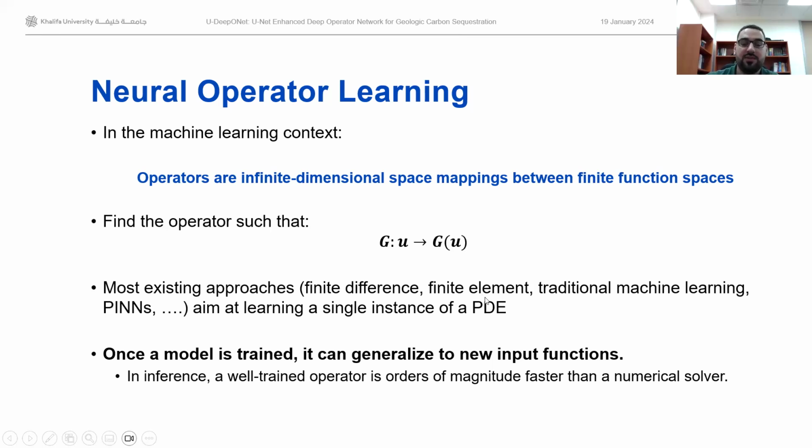Most existing approaches, as we discussed earlier, such as the finite difference or the finite element, our traditional machine learning approaches, even PINNs, aim to learn a single instance of the PDE, while operator learning methods try to learn a parametric PDE, meaning that it can generalize to as many instances of the PDE. And the idea here is that once a model is trained, it can generalize to new input functions, and the inference time is very small. So we offload all that solution time in the training, and in testing, it's really fast.